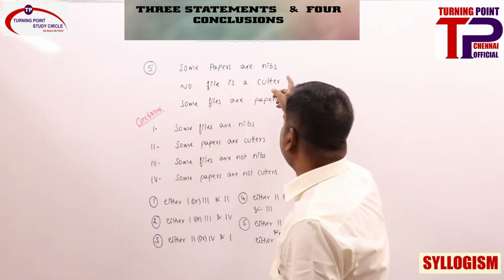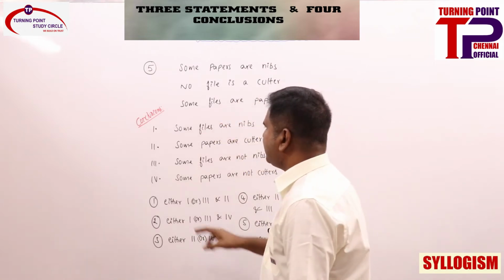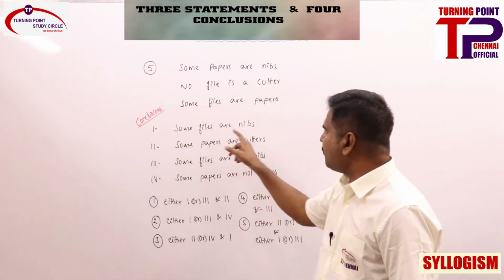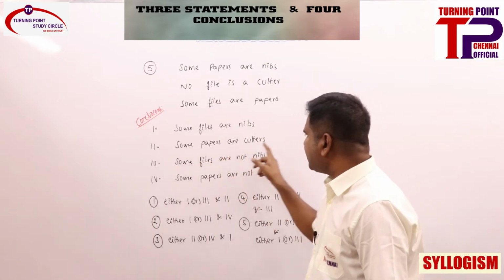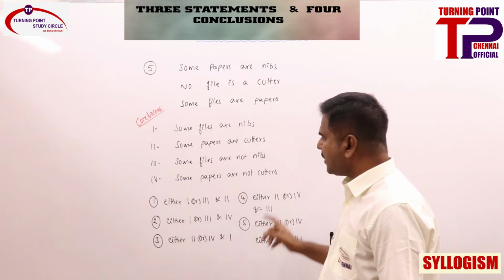Fifth one. Some papers are nibs. No file is a cutter. Some files are papers. Conclusions. First one, some files are nibs. Second, some papers are cutters. Third, some files are not nibs. Fourth, some papers are not cutters.